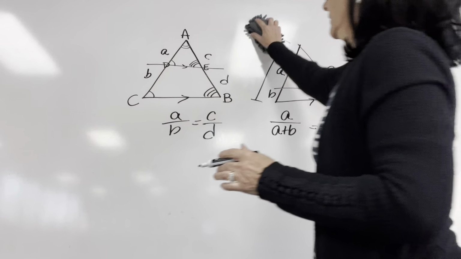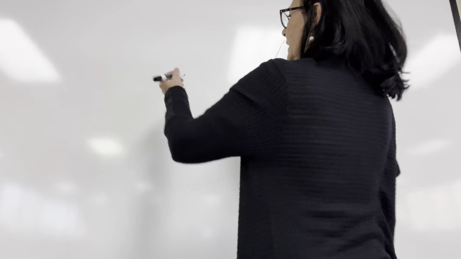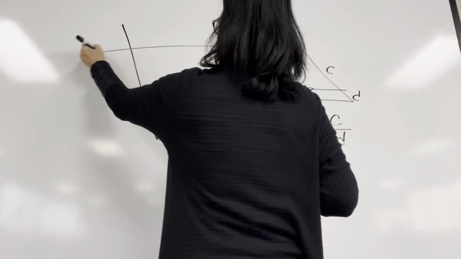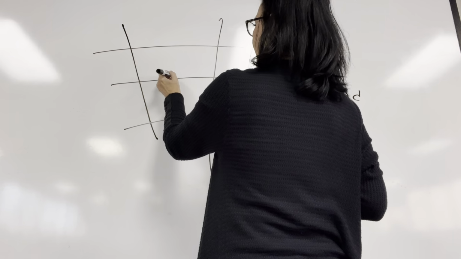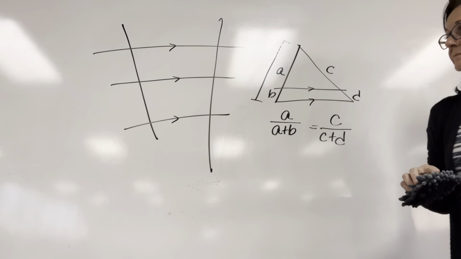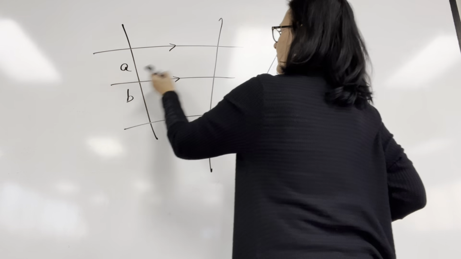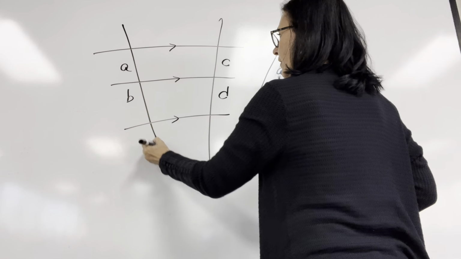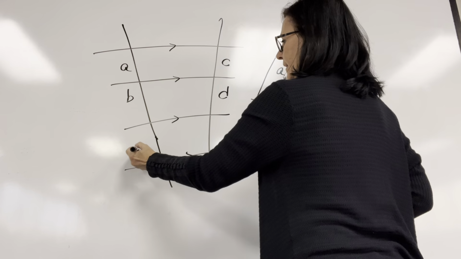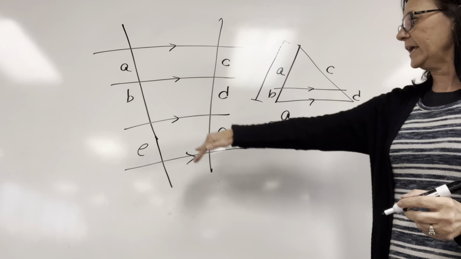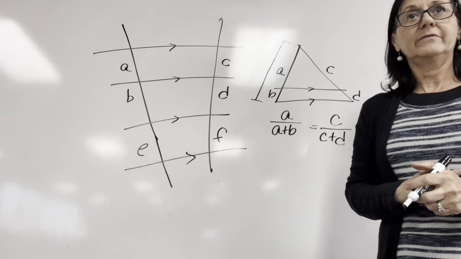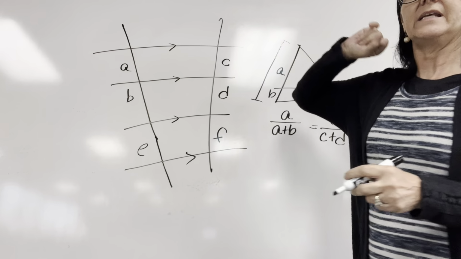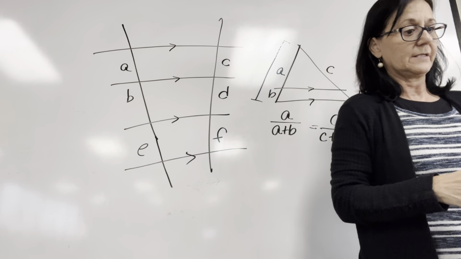In algebra, this looks a little different. We don't even have to have shapes. We can just have lines that are parallel, and we can say A over B equals C over D. We could even draw another set of parallel lines and label that E and F. A over E has to be the same proportion as C over F. A over A plus B has to equal C over C plus D. You can use any of those proportions.